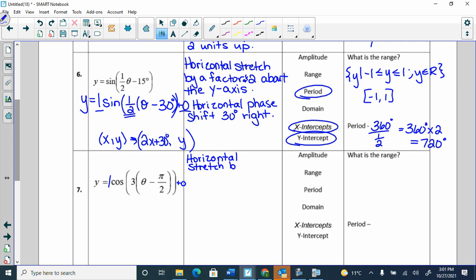This one, 1 plus 0, I have a horizontal stretch by a factor of 1/3 about the y-axis. It's always about the opposite. And a horizontal phase shift pi over 2 right.